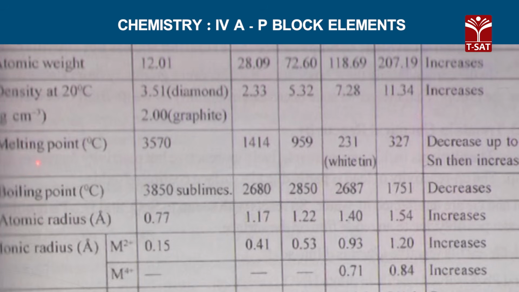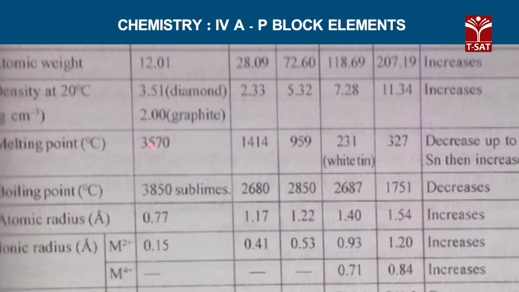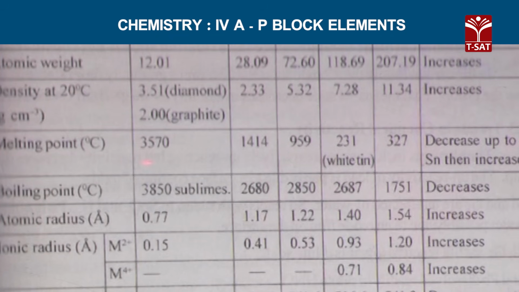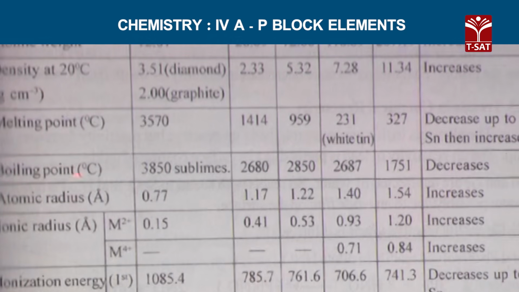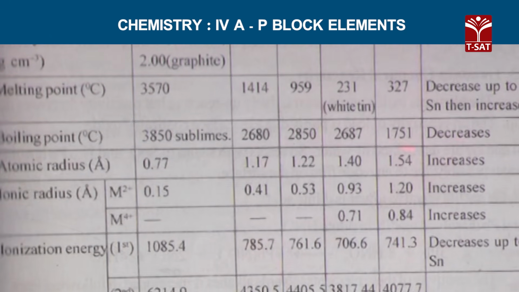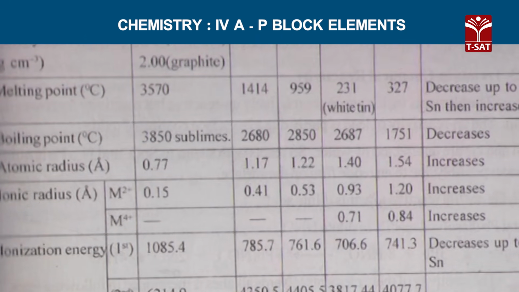Then coming to melting point, the highest melting point is observed for carbon, then from carbon to germanium there is a decrease in the value. In case of tin there is an abnormally lower value, and in case of lead it slightly increases. But overall variation of melting point among the fourth A group elements can be taken as a decreasing order. Boiling point is also continuously decreasing from carbon to lead.